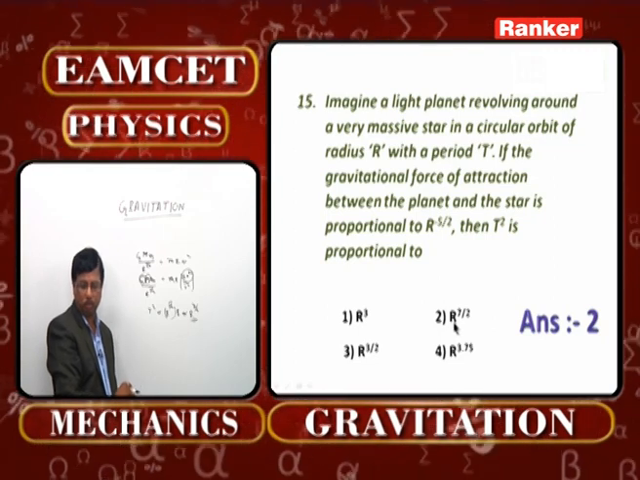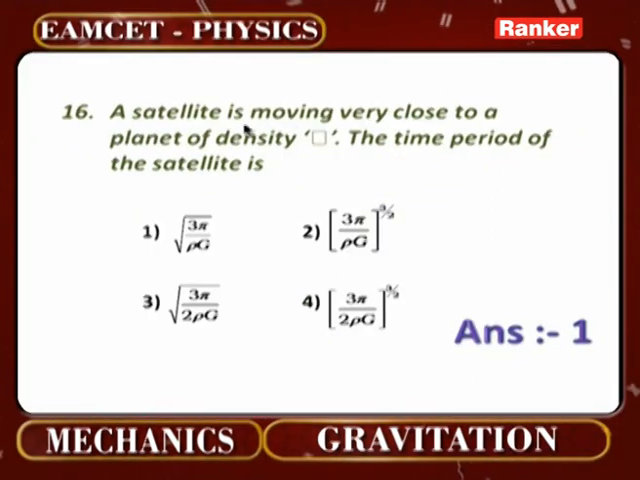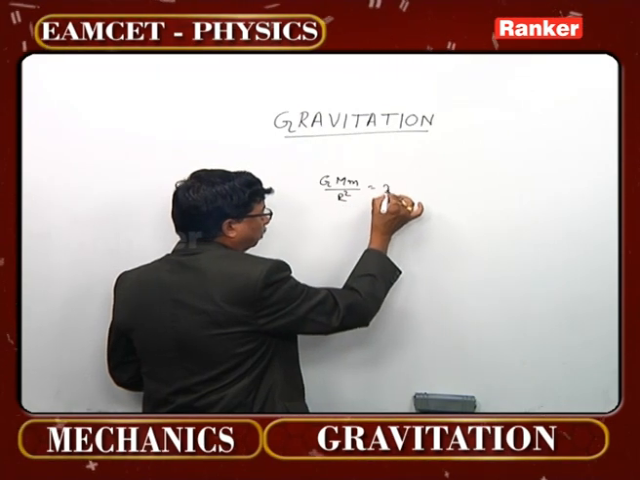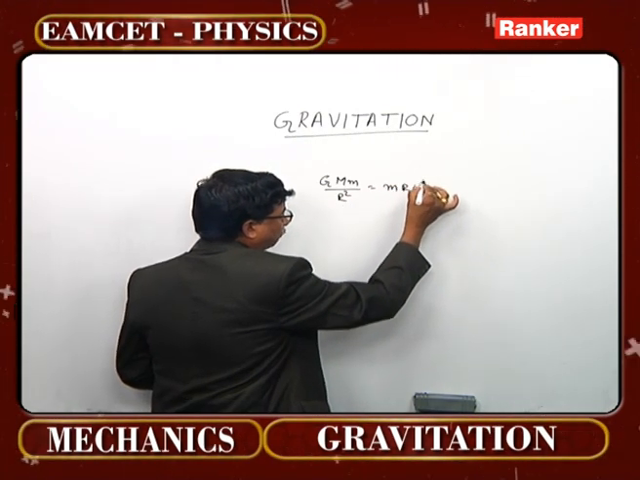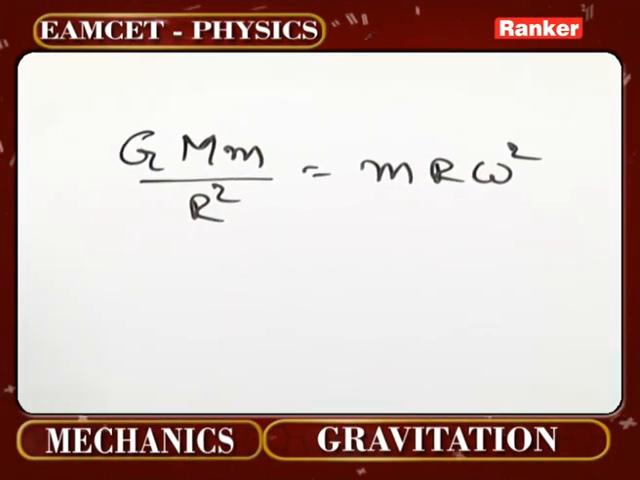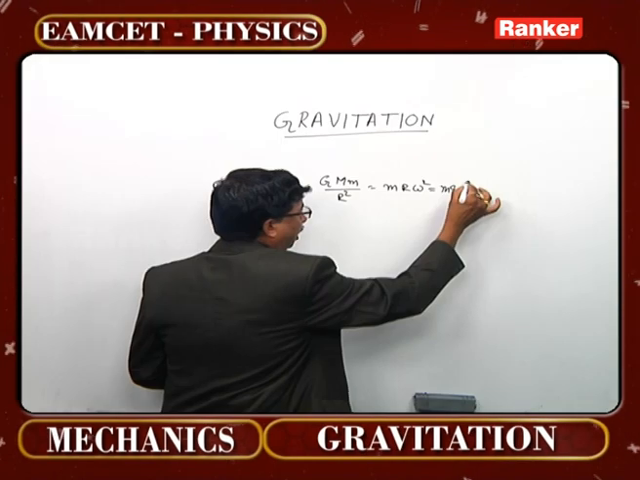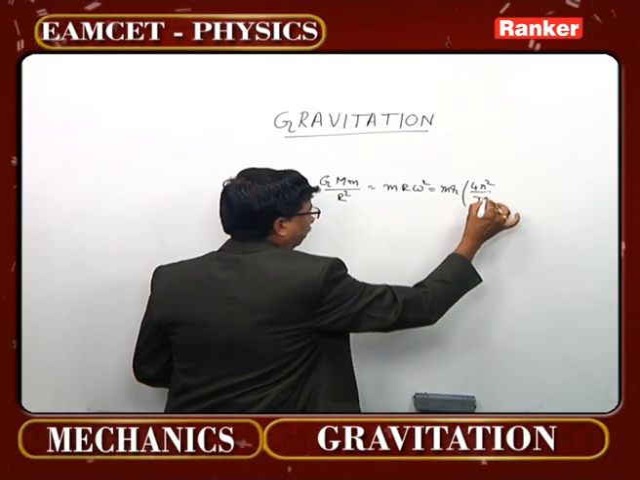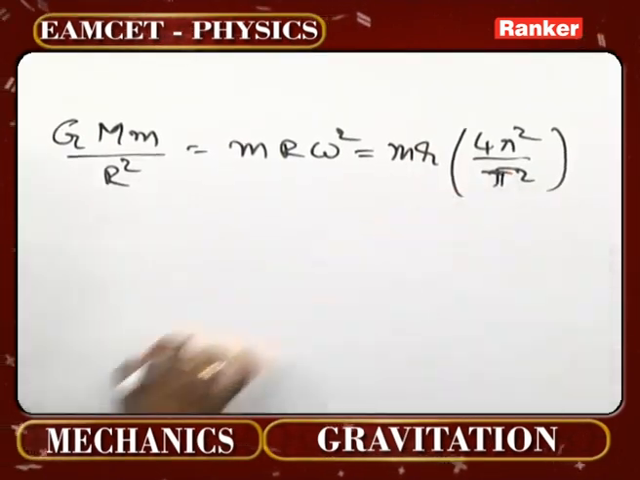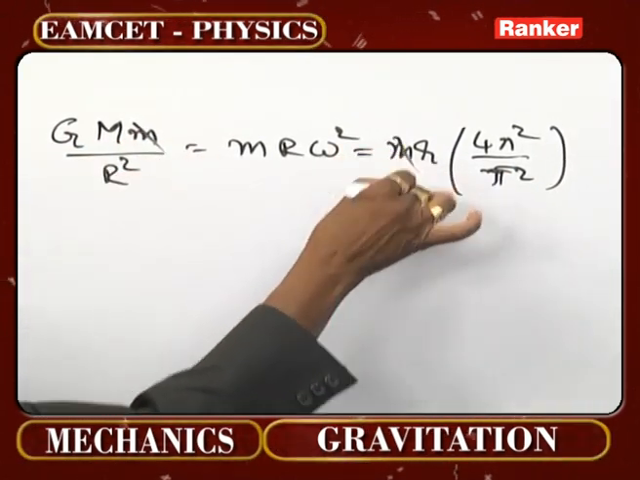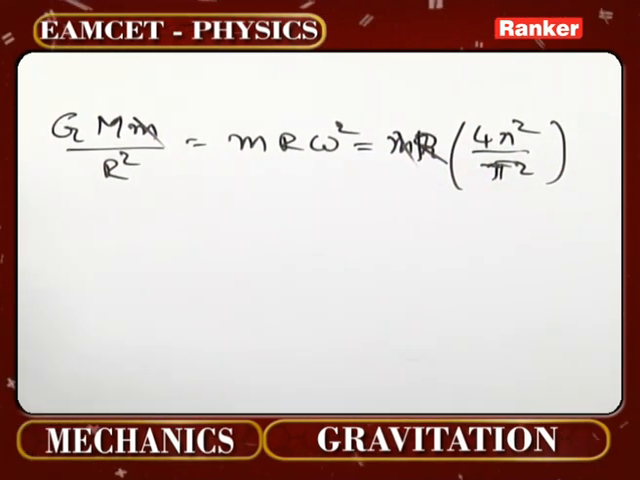Now, look at the next number, that is problem number 16. A satellite is moving very close to a planet of density rho. The time period of the satellite is how much? Time period of the satellite means once again one has to go for centripetal and centrifugal forces acting on it. G M m by r square is equal to m r omega square. Same formula once again I am using there. This now can be rewritten as m r into 4 pi square by T square. That is the concept. Now, if you look at this one, m anyhow gets cancelled. This r, of course, I take capital R there.